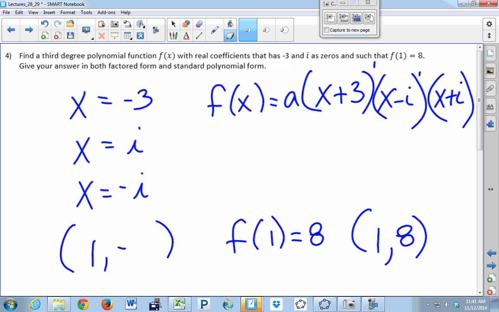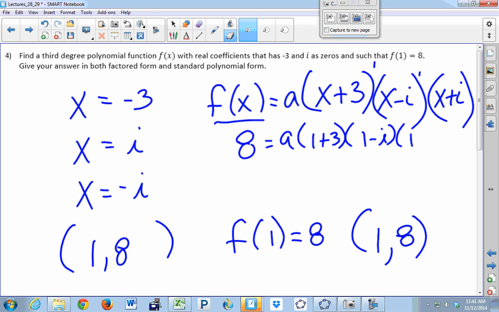So I know that point. When x is 1, my output is 8. So where I see f of x, I can put an 8. As long as everywhere I see an x, I put a 3 in there. Okay, and now I'm all set to finish this. 8 equals A. 1 plus 3 is 4.